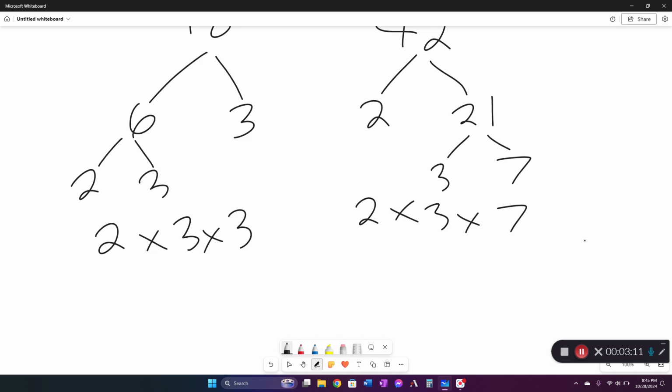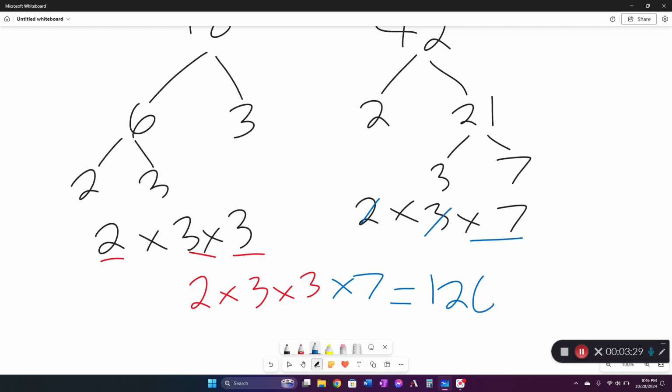Okay, so let's do it out first. I need a 2. I need a 3. I need another 3. Okay, now let's look over here. I got that 2 covered. I got that 3 covered. I don't got this 7 covered. Okay, when you multiply all that out, you get 126. 126 is the lowest common multiple of 18 and 42.